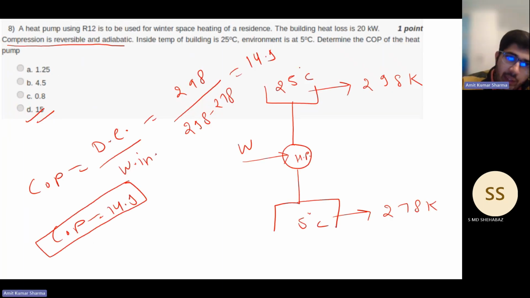So again, a numerical. A heat pump is used for winter space heating for residents. The building heat load is 20 kilowatt. The compression is reversible and adiabatic. The inside temperature of the building is 25 degrees centigrade, and the environment is at 5 degrees. So the COP of the heat pump will be desired effect upon work input, 298 upon 298 minus 278, which comes to 15.